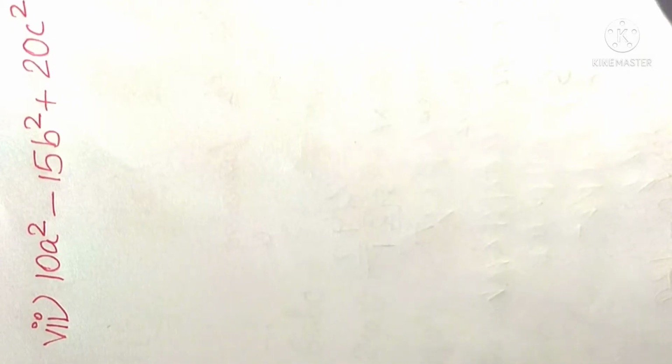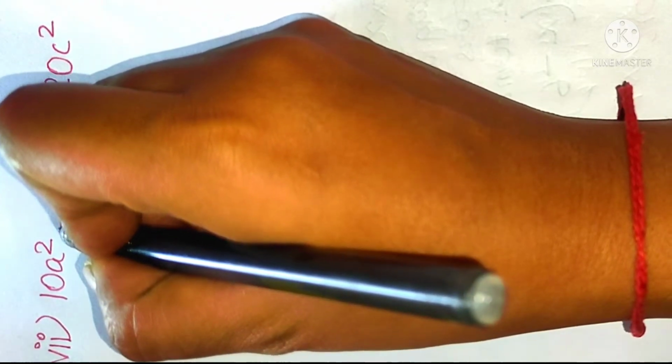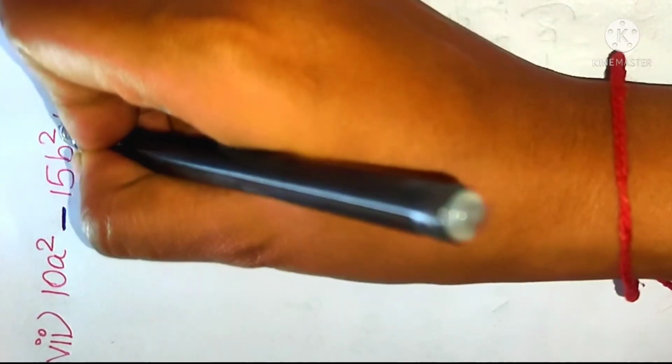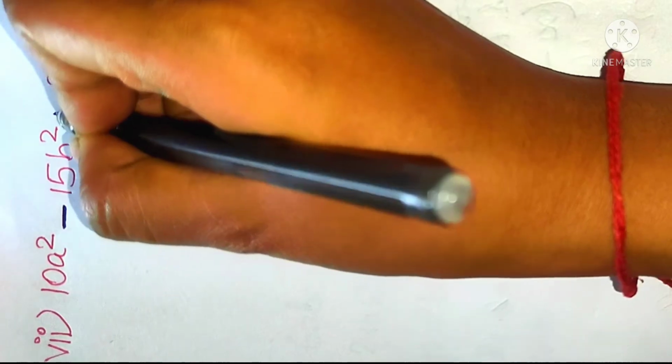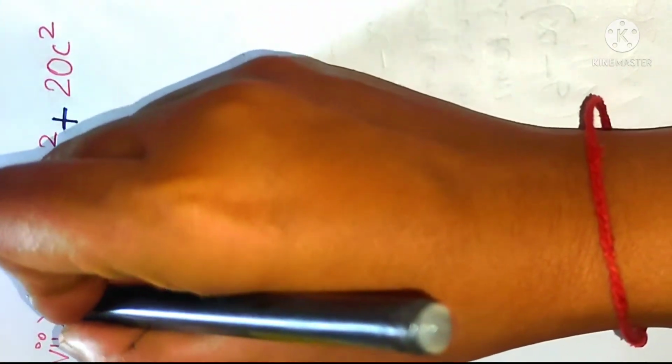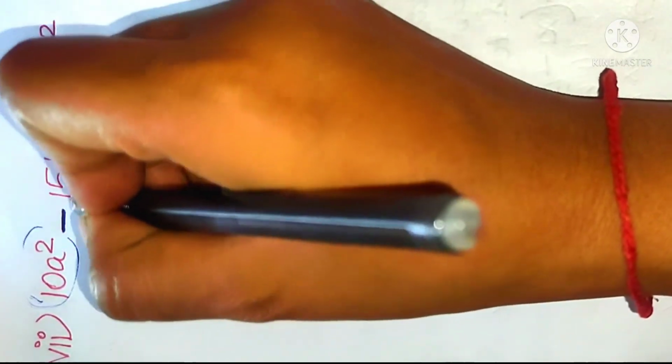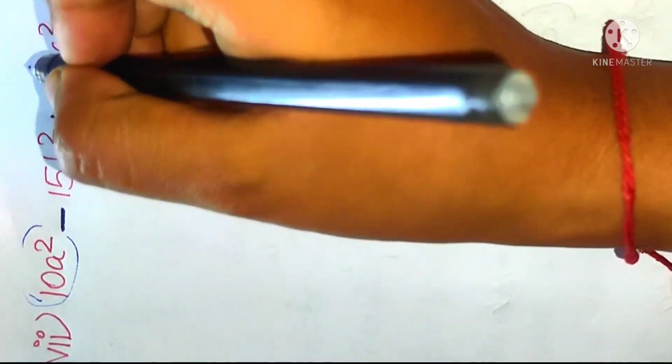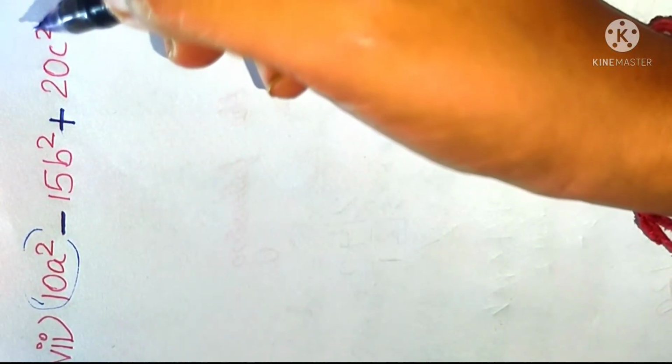So now let's start with the next sum. Here we have 10a square minus 15b square plus 20c square. As I have already discussed, this minus and plus symbol are the separator. So here we have minus and plus both. So here this one is a term, this one is another term, and here 20c square is another term. So here we have 3 terms.